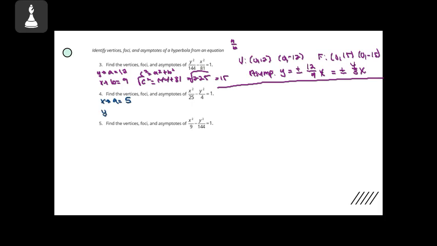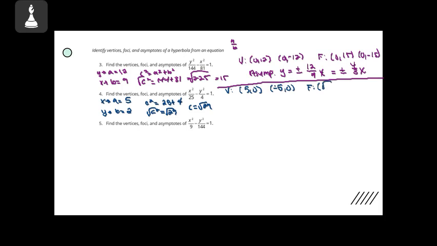So if I do this one now, a squared plus b squared, or 25 plus 4, gives me c squared is 29. I cannot take the square root of 29, so I'm just going to leave it as c equals the square root of 29. That's going to give me my vertices and my foci. So now remember, x was first, so it's going to be 5, 0, and negative 5, 0. And the foci will be root 29, 0, and negative root 29, 0.